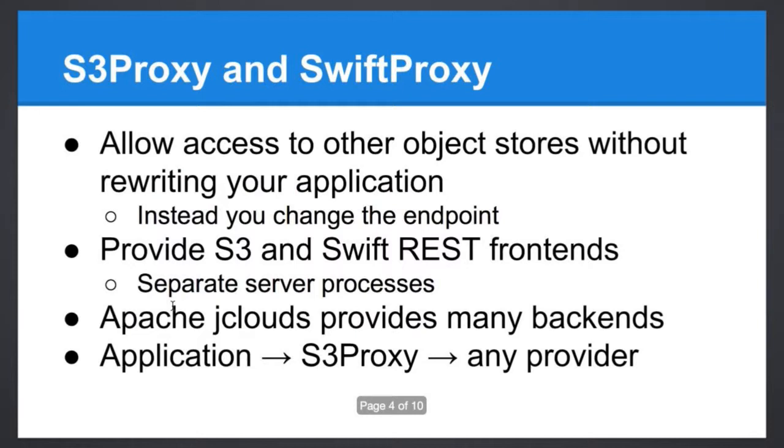So a more complete solution to this is you can use S3Proxy or SwiftProxy. What these do is they allow you access to other object stores without rewriting your application. All you have to do is change the endpoint and perhaps some credentials, depending how you've configured this. These provide S3 and Swift REST front ends. Note that these are separate server processes. You don't change your Swift daemon. You don't do anything to Amazon or anything like that. These are true proxies in that sense.